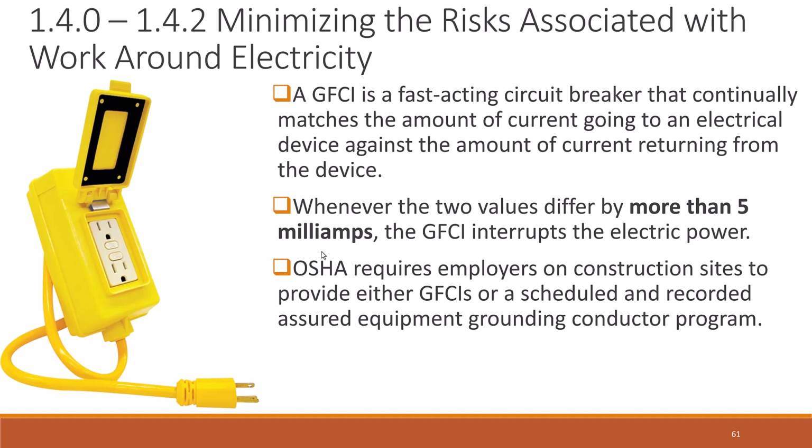So whenever the two values differ by more than 5 milliamps from the hot wire to the ground, the GFCI will trip within 1/40th of a second. That's pretty quick. 1/40th of a second is hard to imagine it's so quick. So it trips before you can feel it. And 5 milliamps, you're barely going to feel it if you can feel it at all. If you're very sensitive, you might feel the 5 milliamps if it was continuous, but you're not going to feel it when it's only there for a 40th of a second. So it's very safe. They're an important safety device.